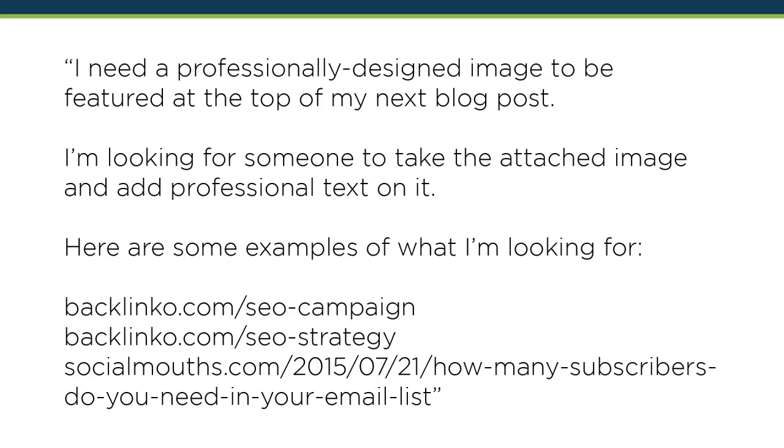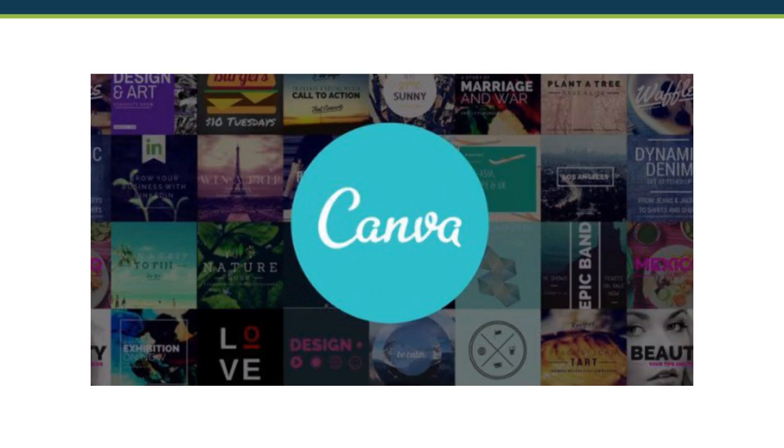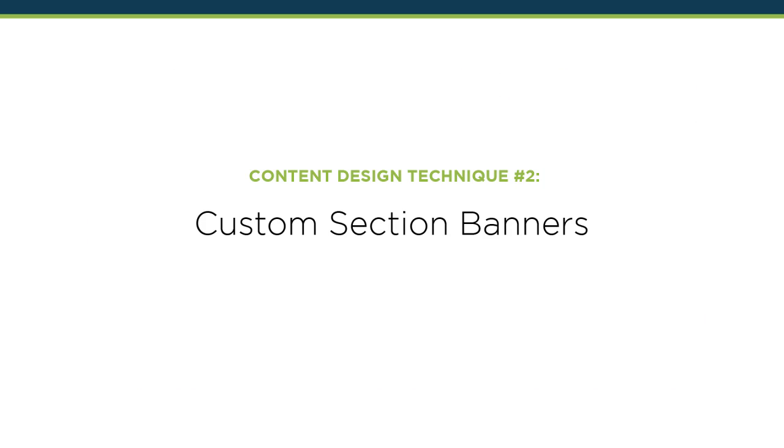Now, if you don't have a designer you already use, you can hire a freelancer on a site like Upwork with this script. You can expect to pay about $5 to $10 for a designer to turn your icon into a nice image that you can use at the top of your content. Or if you're a decent designer, unlike me, you can also use a tool called Canva to add text to the icon yourself. Okay, let's move on to content design strategy number 2, custom section banners.